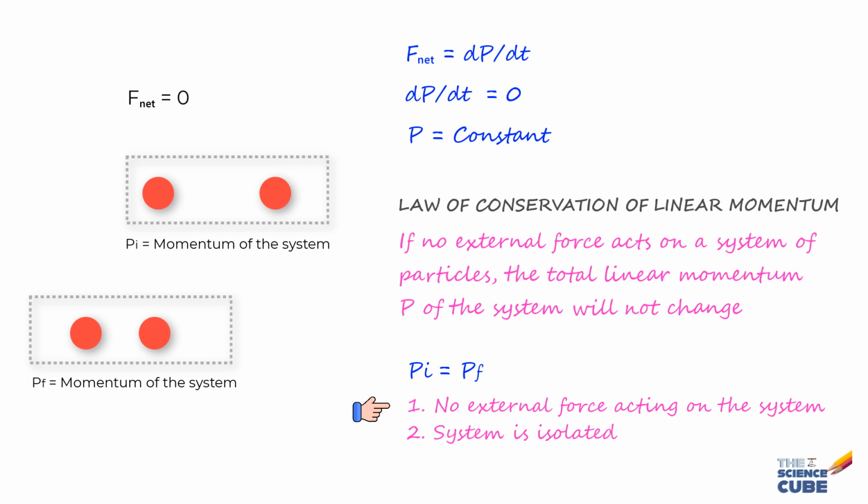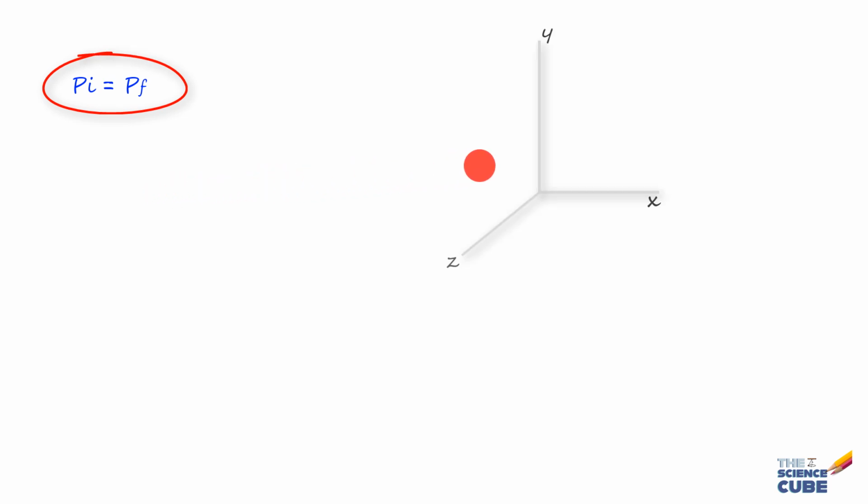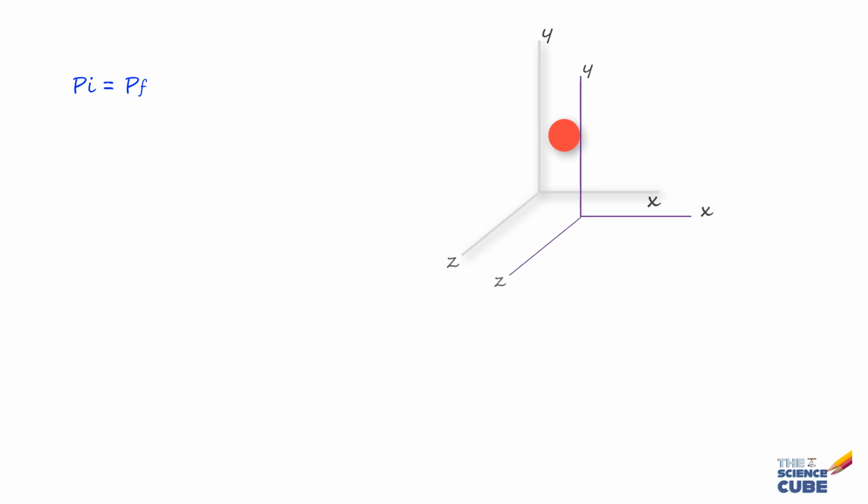Now, two important things to remember. One, this is a vector equation and particles could very well be moving in three-dimensional space. Therefore, you could say that this equation can have three equations, each corresponding to the conservation of momentum in three perpendicular directions in an x, y, z coordinate system. And therefore, momentum must be conserved in each of the x, y, and z directions as well.